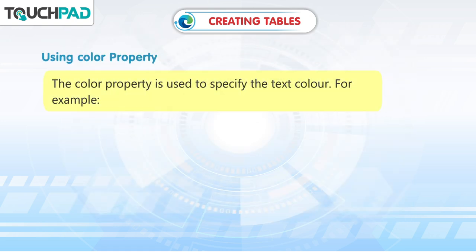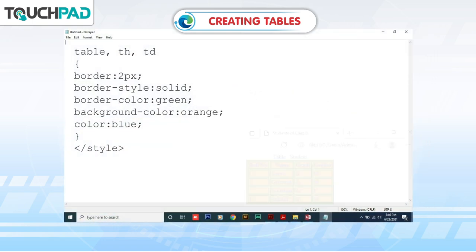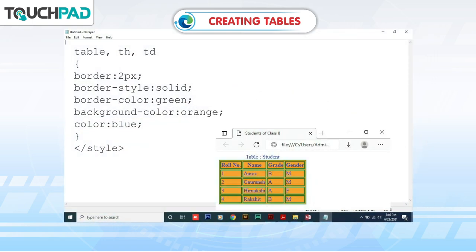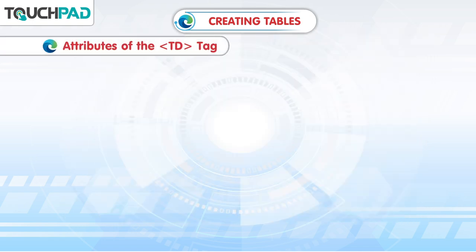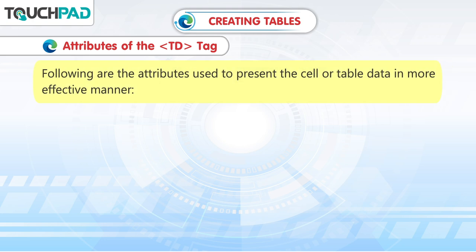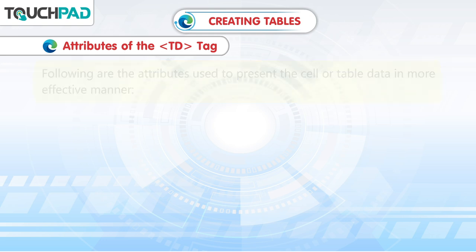Using color property. The color property is used to specify the text color. For example, attributes of the TD tag. Following are the attributes used to present the cell or table data in a more effective manner.